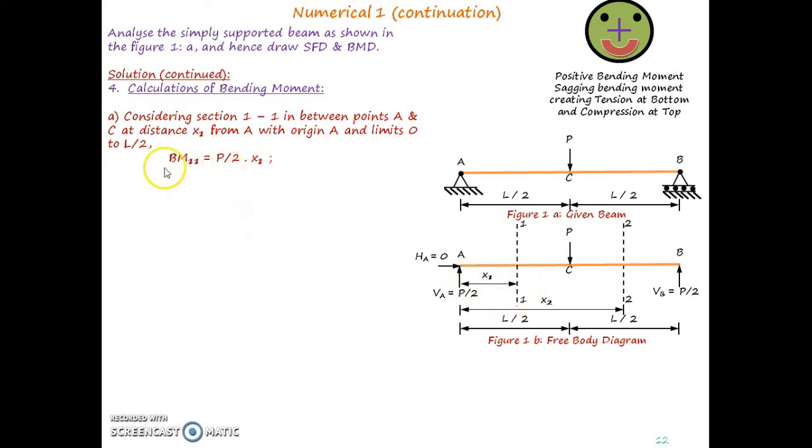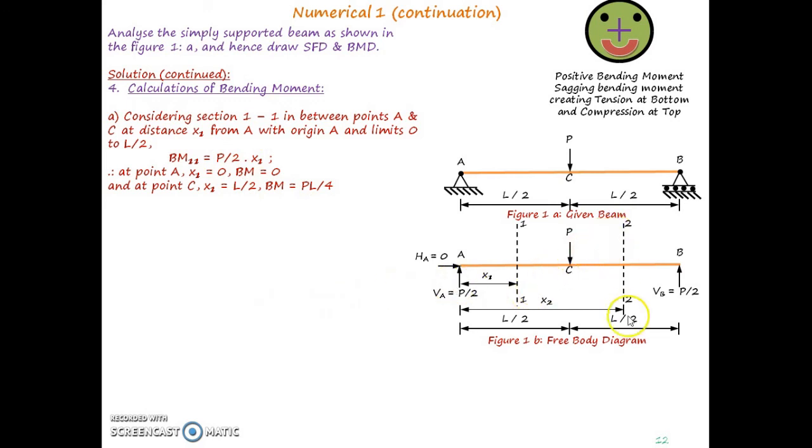Now if we substitute the limits, x1 as 0 will give us bending moment at point A, and if we put the limit L by 2, that is the distance of point C, we will get bending moment at point C. At point A, x1 is equal to 0, so the bending moment becomes 0. With x1 equal to L by 2 at point C, the bending moment becomes P by 2 into L by 2. So this gives us PL divided by 4.